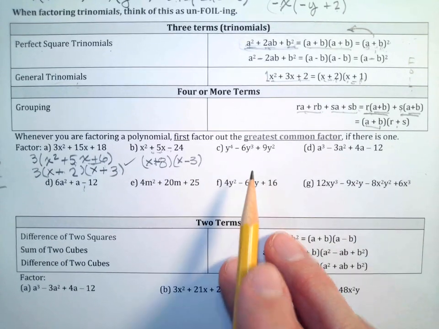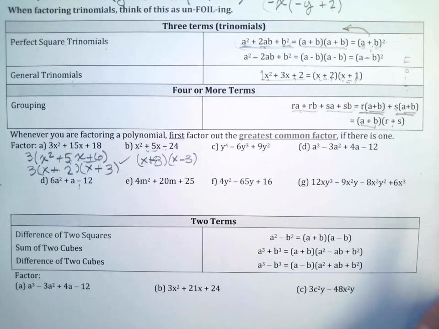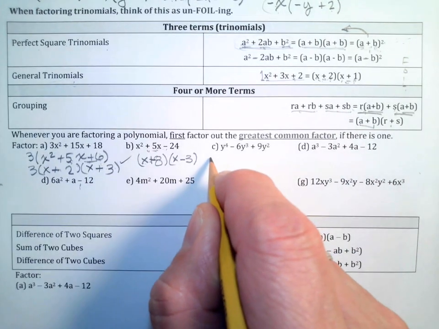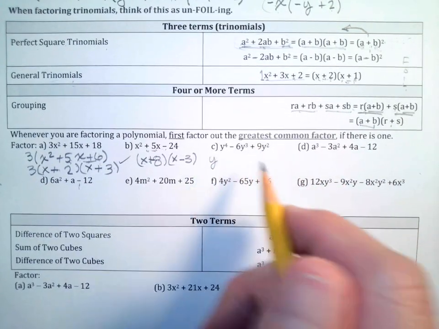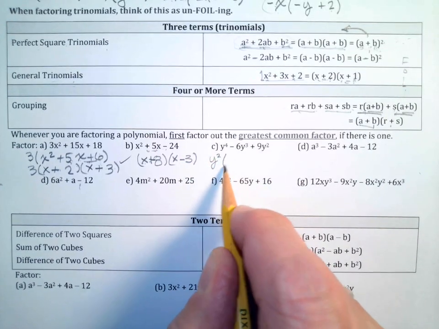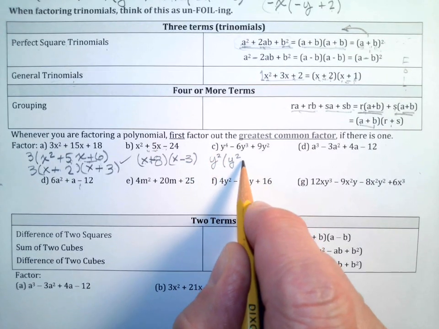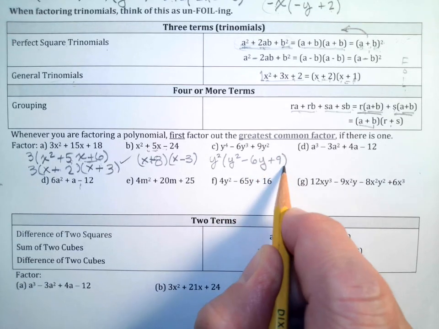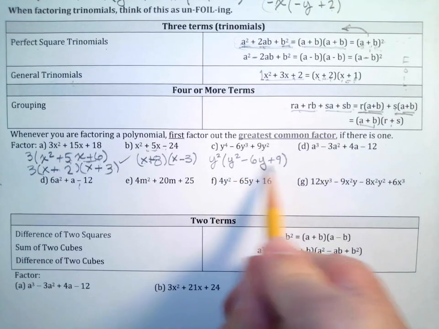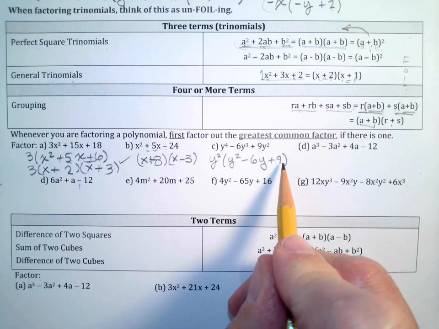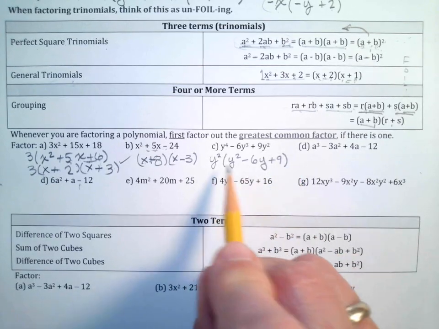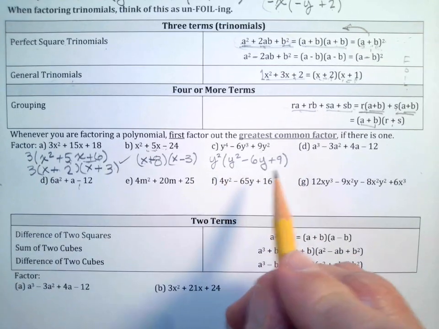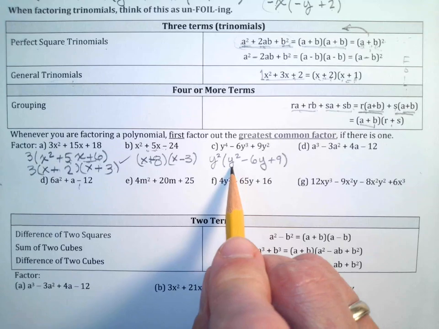All right, try the next one. The first thing I'm going to do there is factor out the common factor of y squared, and that gives me y squared times y squared minus 6y plus 9. All right, now try to factor this trinomial. Maybe that's it, maybe taking out the GCF is all we can do, but try to factor that.